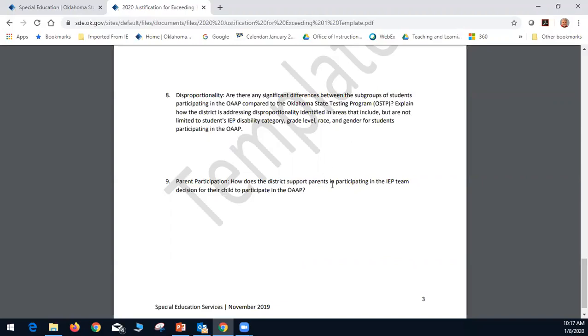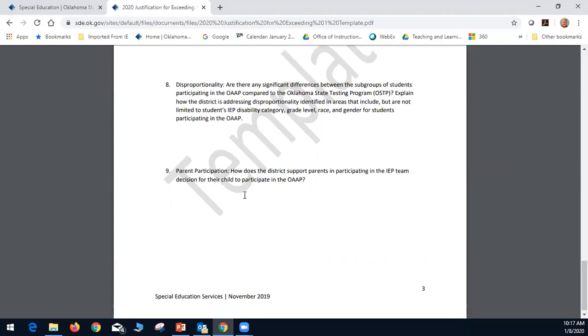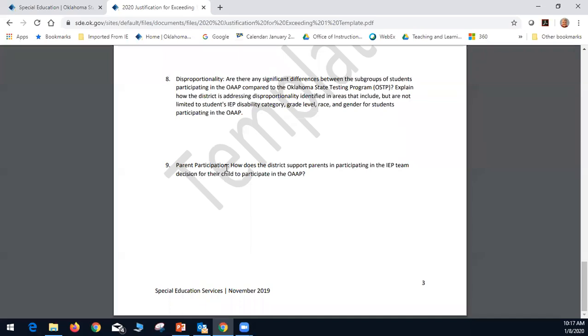Number 9, parent participation. How does the district support parents in participating in the IEP team decisions for their child to participate in the OAP? One thing we've done with this is a parent brochure. For those students with the new IEPs, there's a box on the IEP to make sure that the students' parents receive the OAP parent brochure. So that's one thing you can include there.